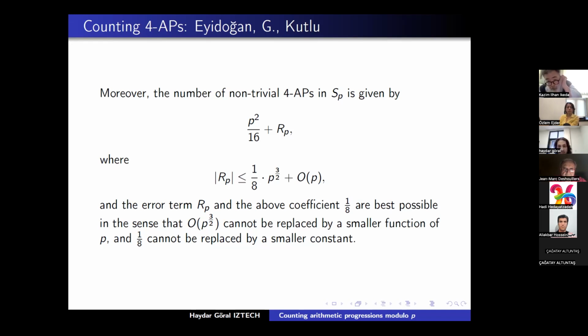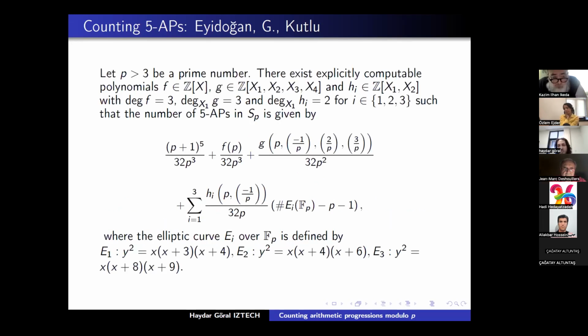So this is the limit case for at least 4-term APs. And okay, what about the 5 APs? Then there is another formula. We can also count 5 APs in squares. It is basically rational polynomials in p and rational polynomials in those Legendre symbols again. And here, this time, we encounter 3 elliptic curves. So there is E1, E2, and E3. All of them are good. This means that they don't have complex multiplication.